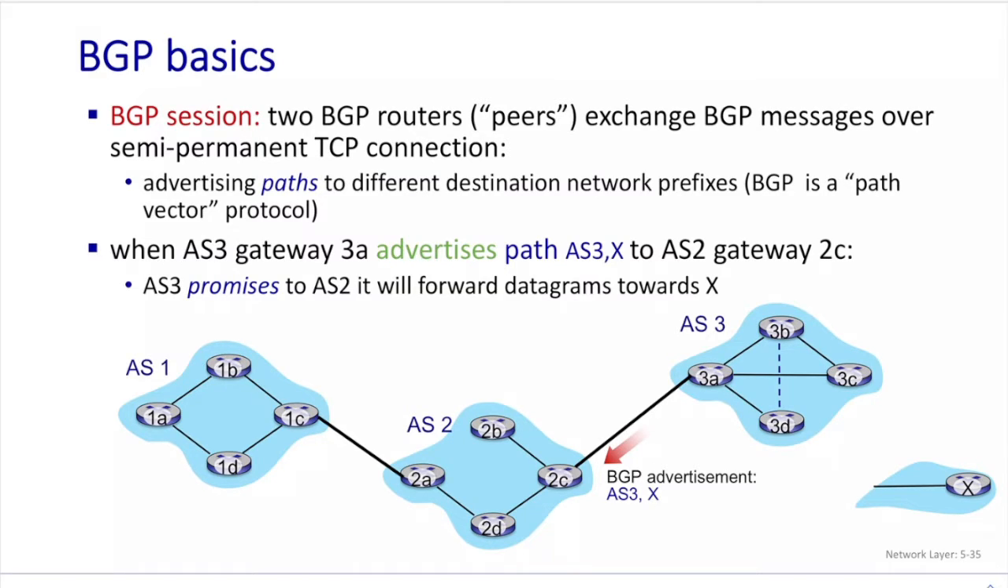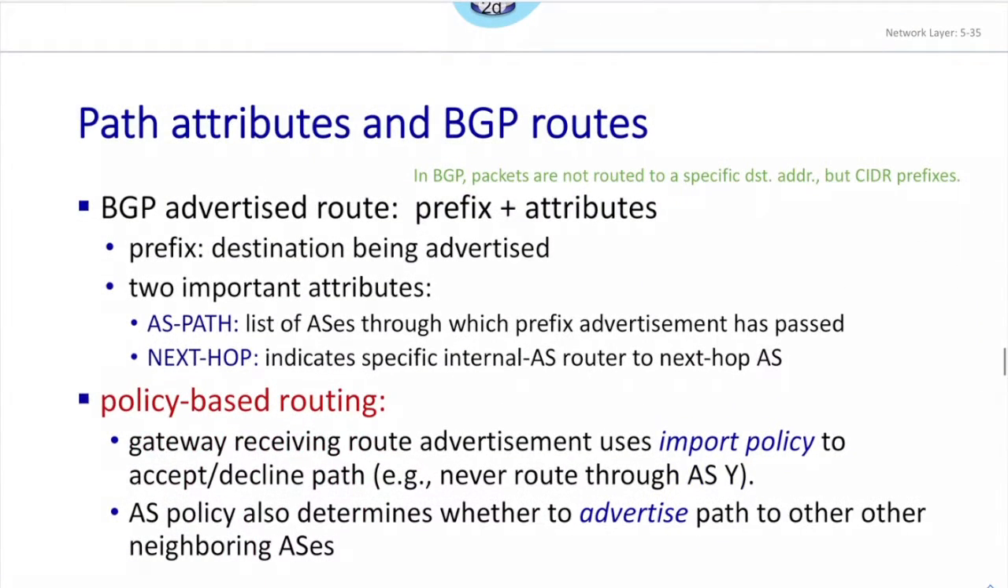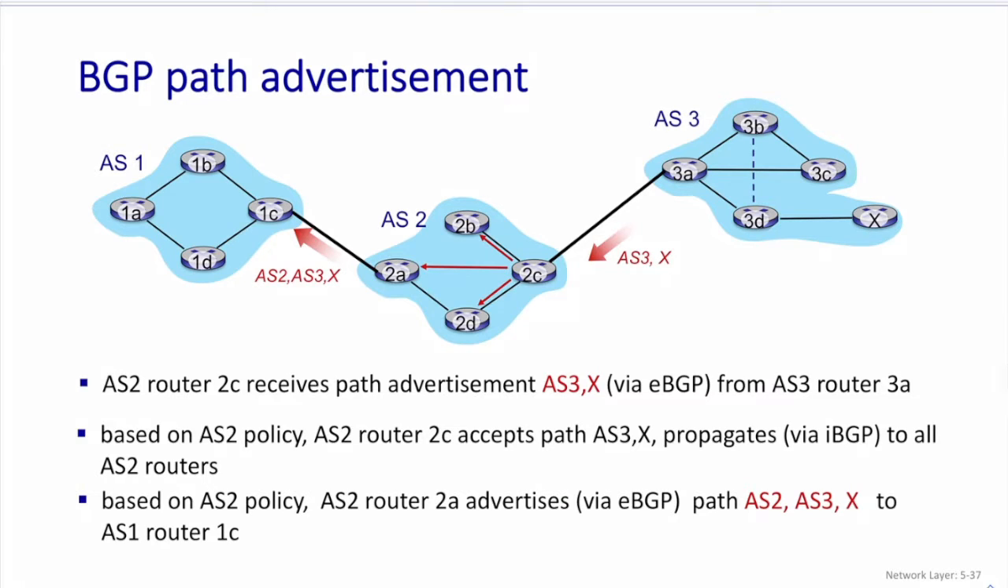Let's take a look at this one at AS3. There is a small subnet at the right-hand side, which is X. AS3's border router 3A will advertise to 2C that AS3 can reach subnet X. So 2C will receive such information. The AS3 gateway will advertise the path AS3 X to AS2. That is the basic idea. It is very simple, very similar to Bellman-Ford. We will not talk about the details. This page is just for reference.